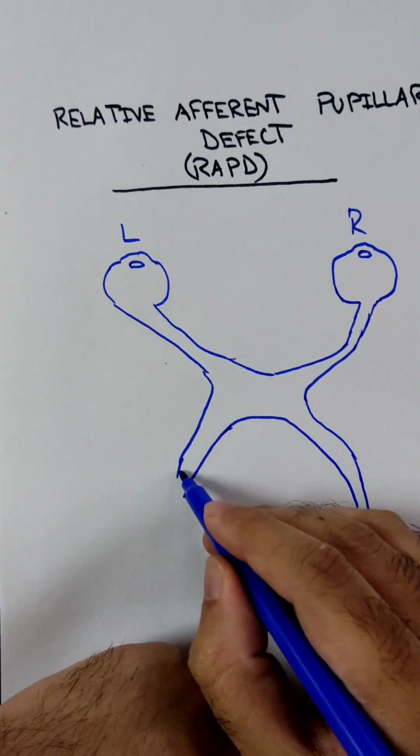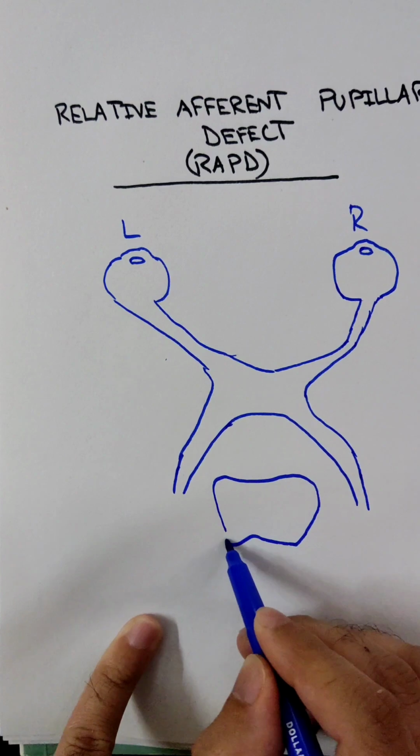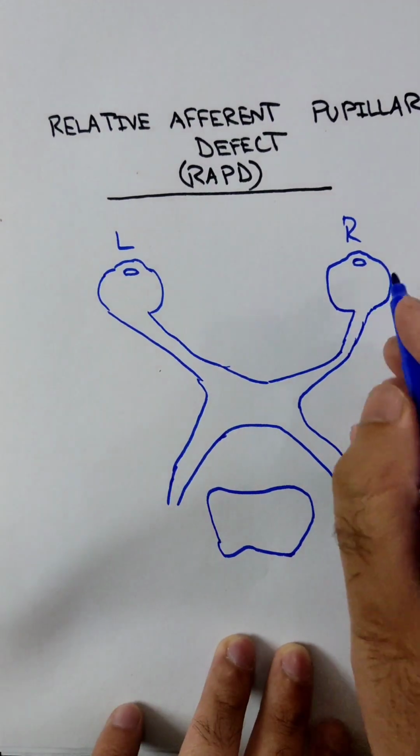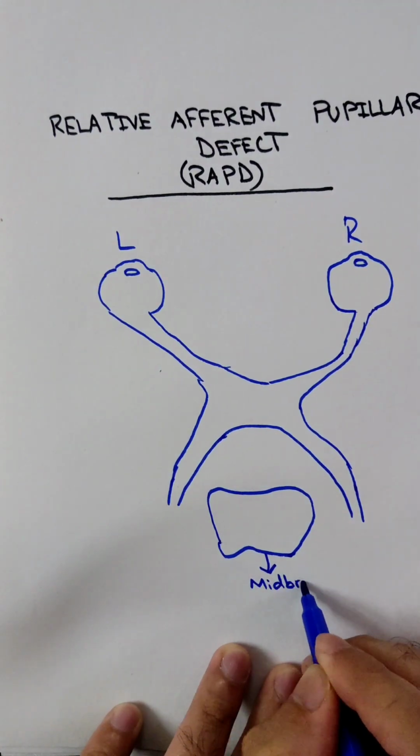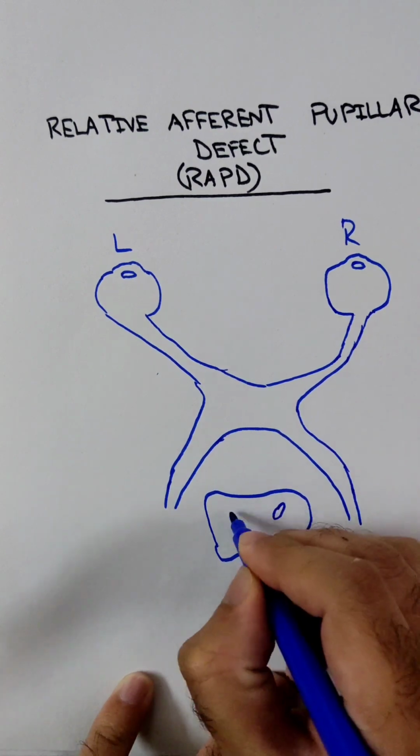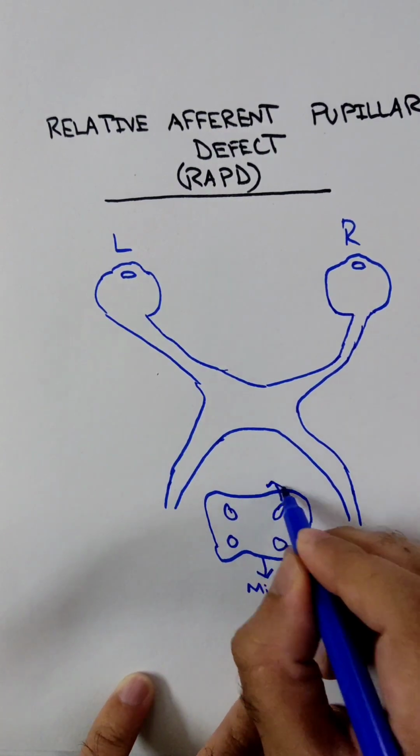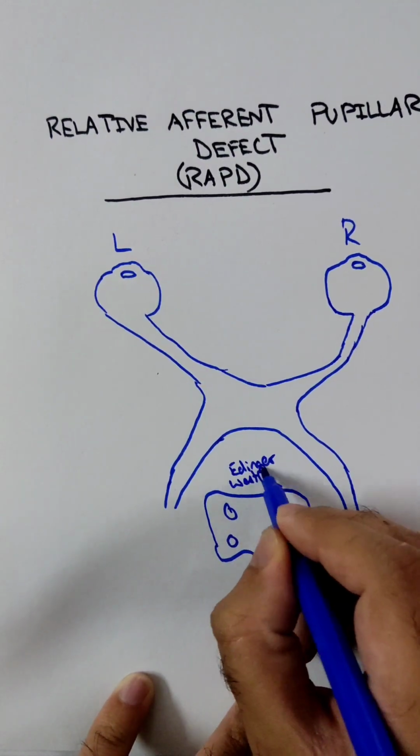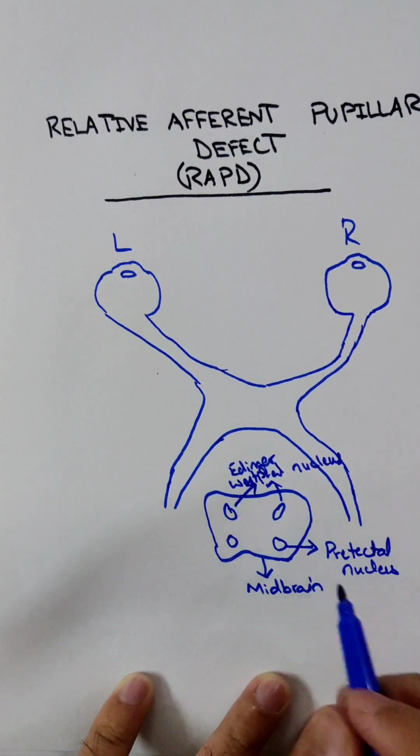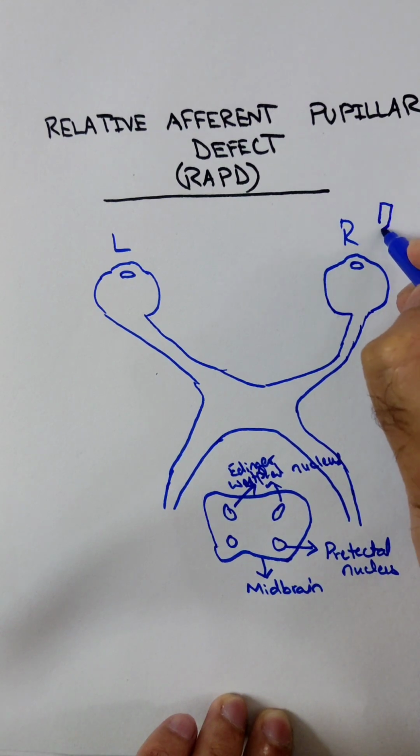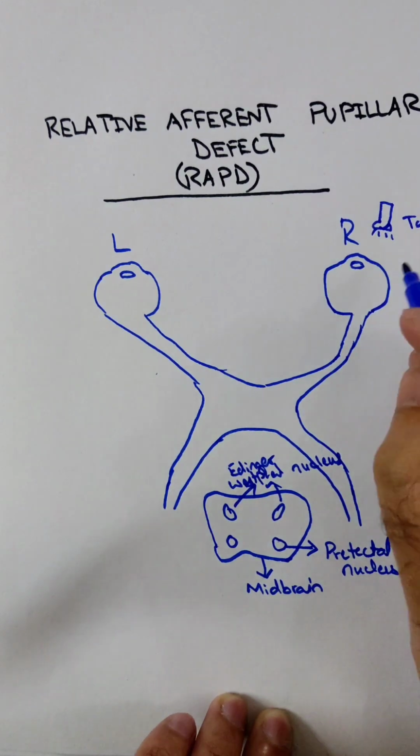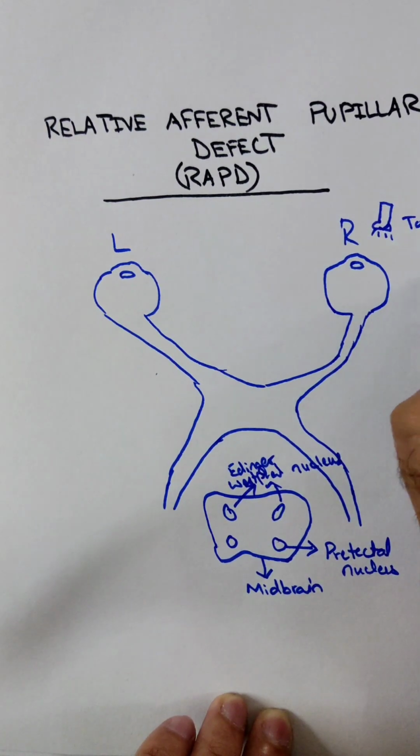But if you study with a diagram, if you just memorize the definition, obviously no one can learn like that. So now let's draw the diagram and let's discuss. Let's make the right eye defective in this case. So if there's a defect in the afferent fibers of the right eye, the light reflex will not be transmitted to the midbrain at all.